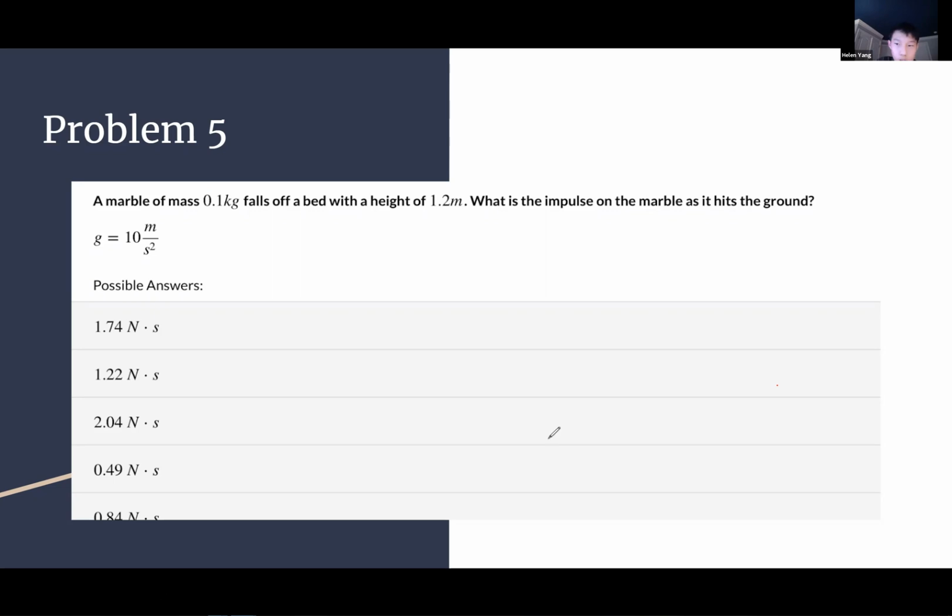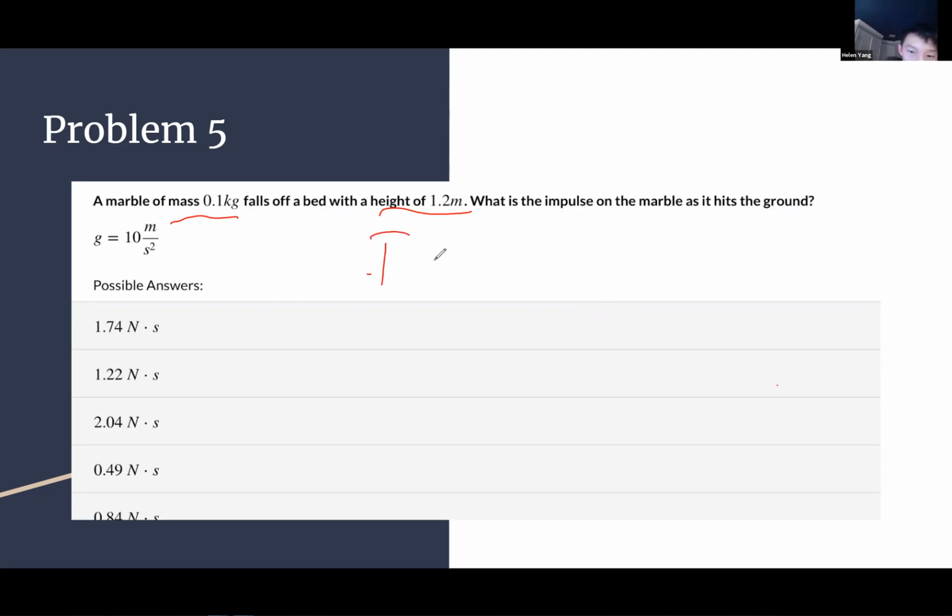Okay, I'll explain the question now. It gives you that the mass of the marble is 0.1 kg, and it falls off a bed with a height of 1.2 meters. And it asks you what is the impulse of the marble as it hits the ground.